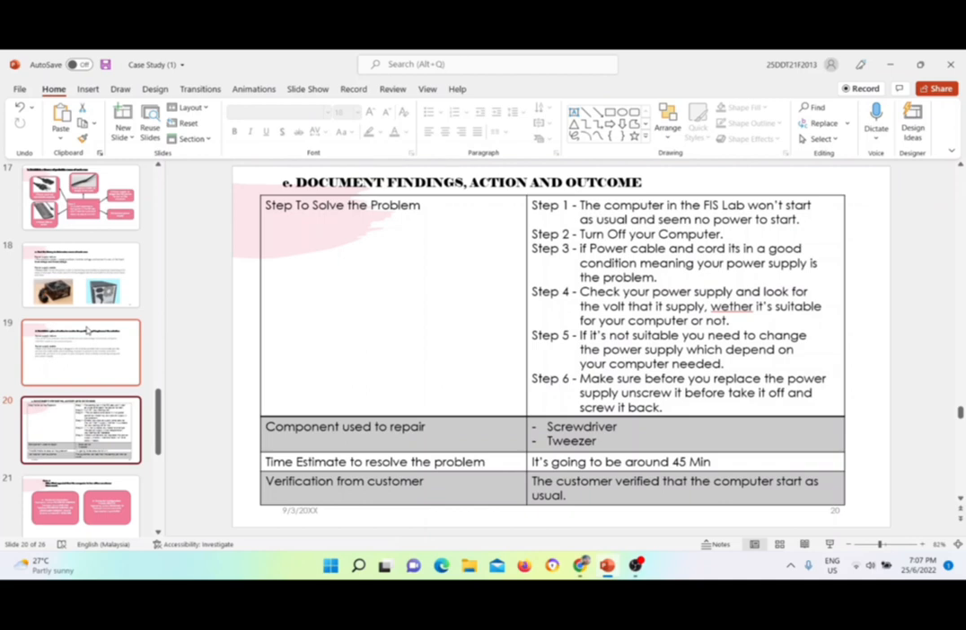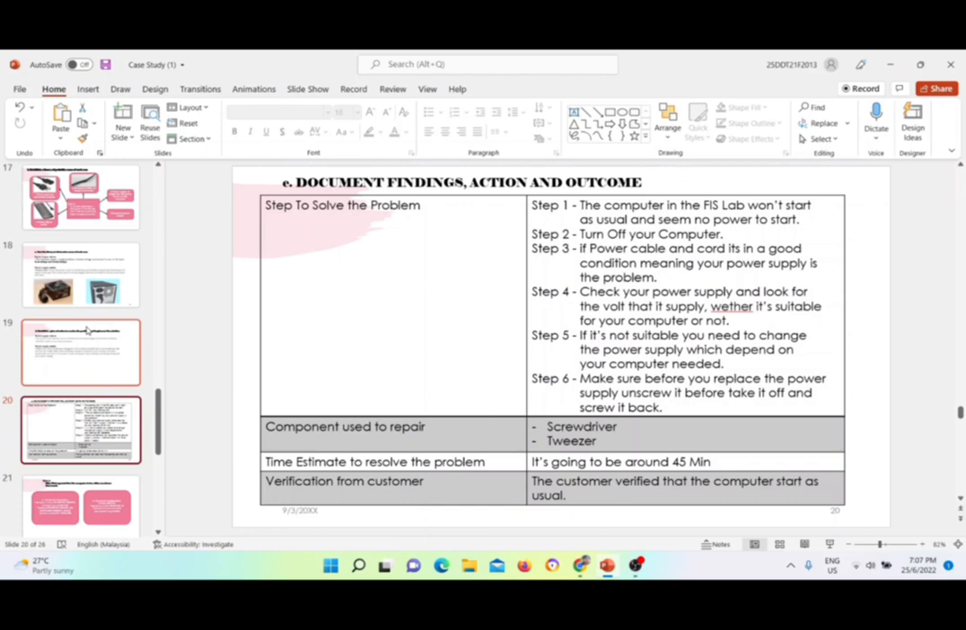Next, make sure before you replace the power supply, unscrew it before taking it off, and screw it back when you put it in place.